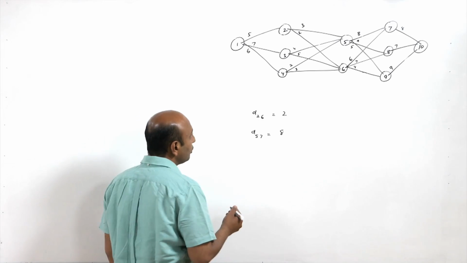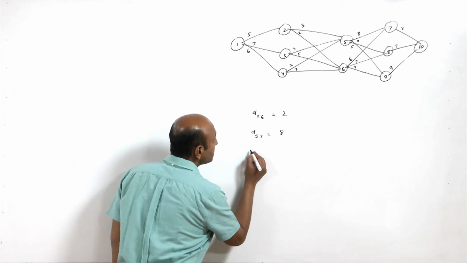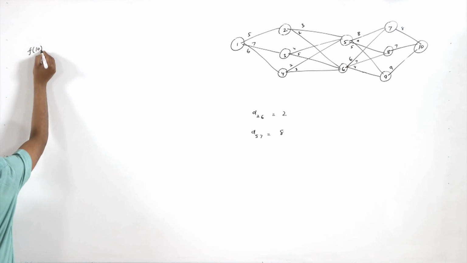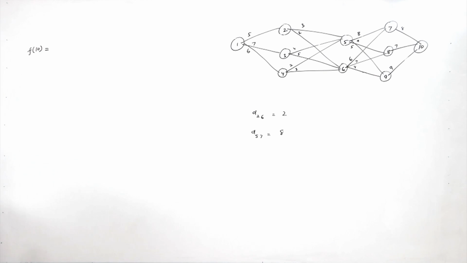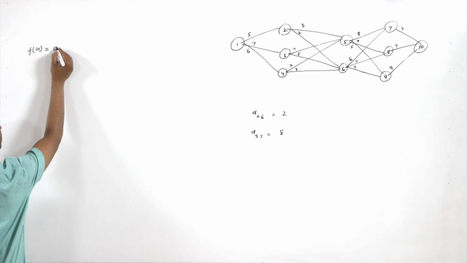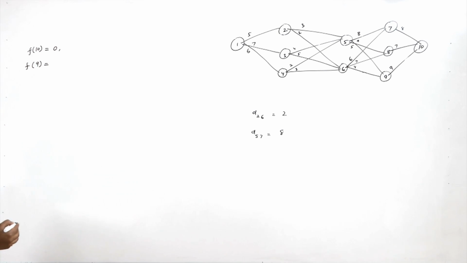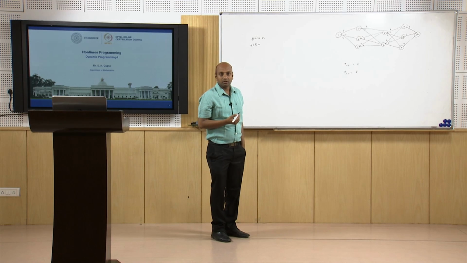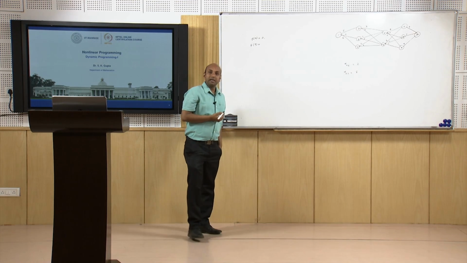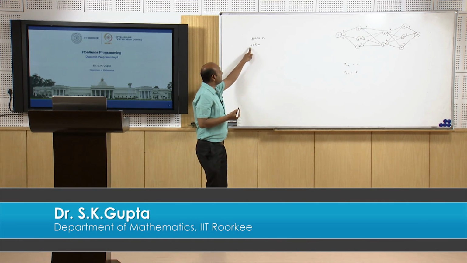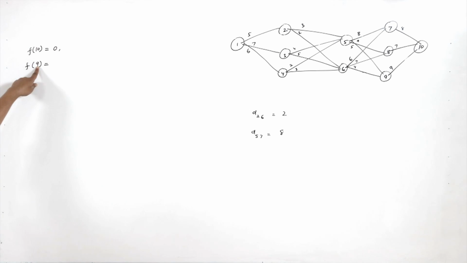Suppose you want to find out F10. That means the minimum distance from node 10 to itself, which is of course 0. Suppose you want to find out F9. F9 is the minimum distance from node 9 to node 10, as per the definition of Fi. Fi is the minimum distance from node i to node 10.